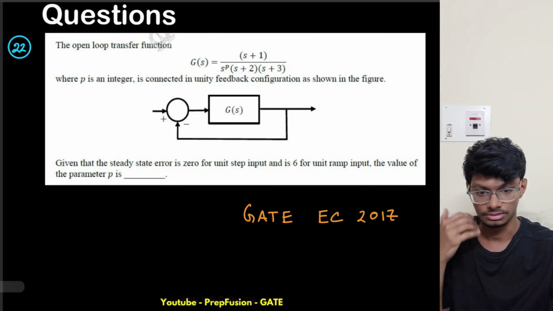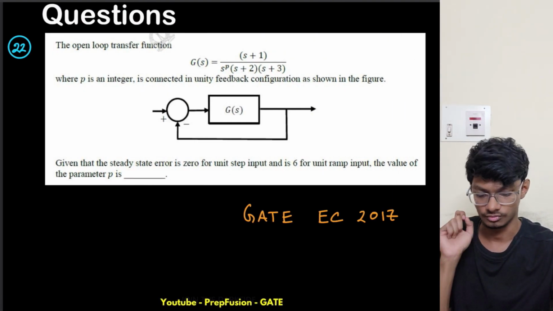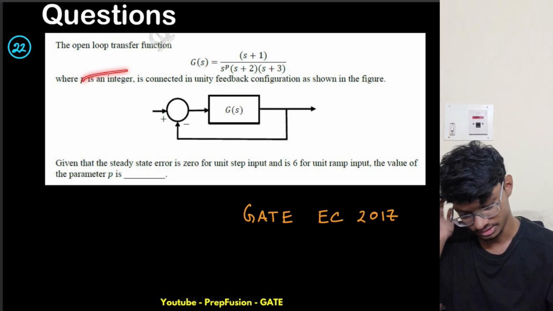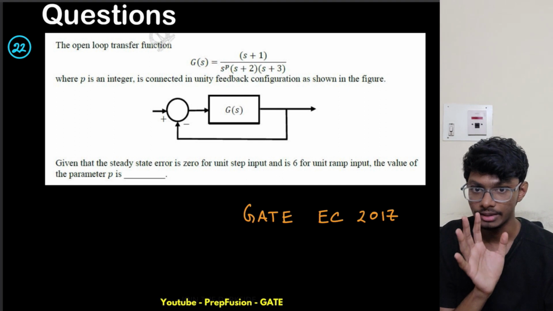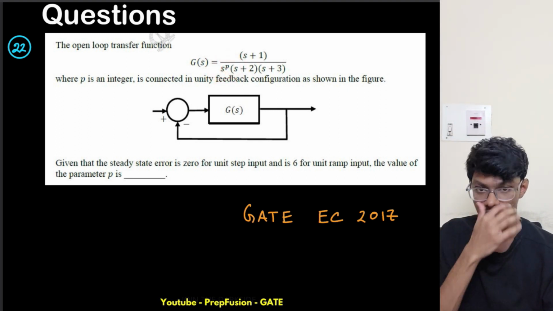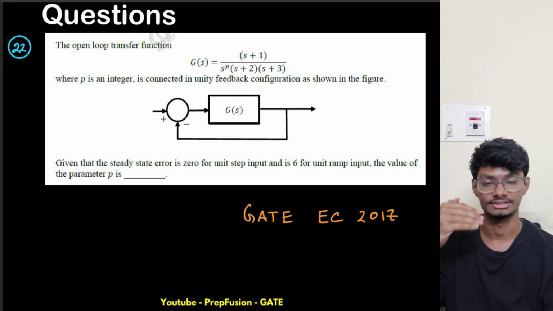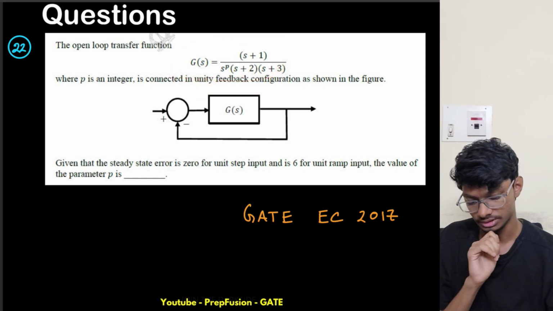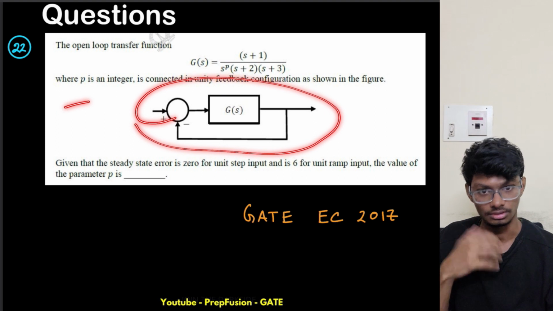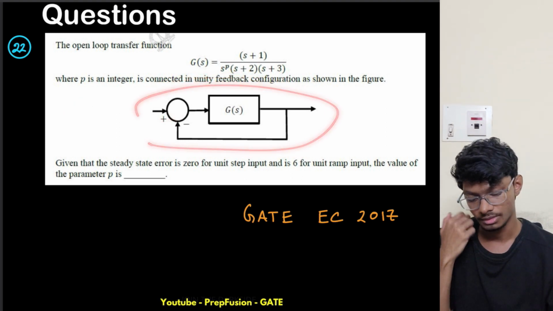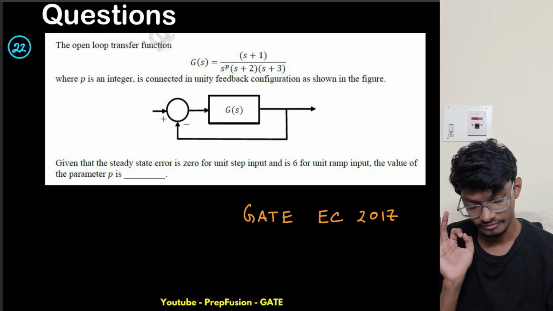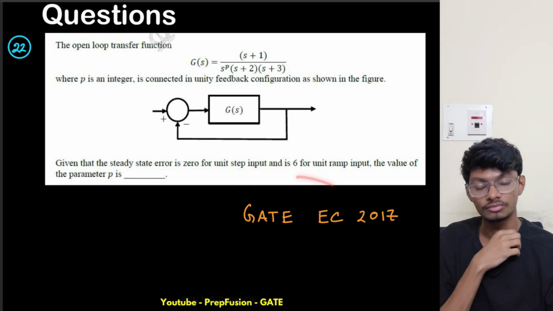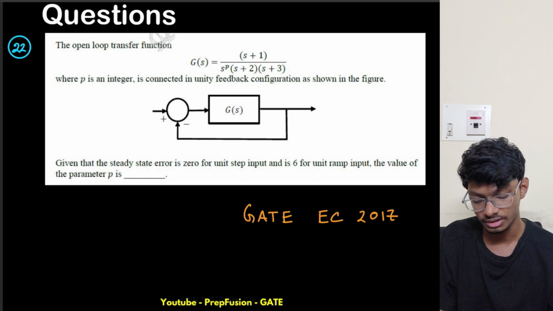Now let's solve the next question. So what is the next question? We have an open loop transfer function and we have some type. We don't know the type, whether it is type 2, type 1. So we have this open loop transfer function, then we have this block diagram. We have been given that the steady state error is 0 for unit step and is 6 for unit ramp. Then find the value of the parameter p.